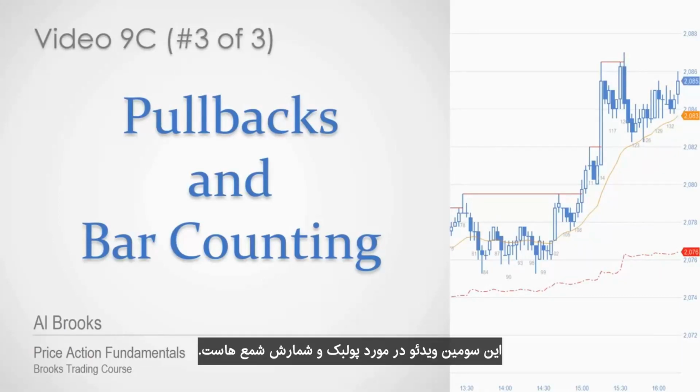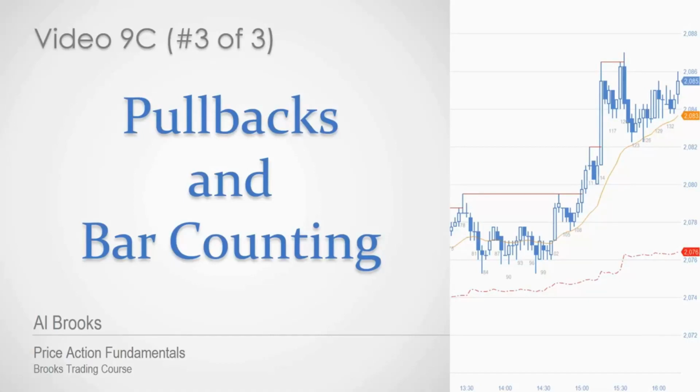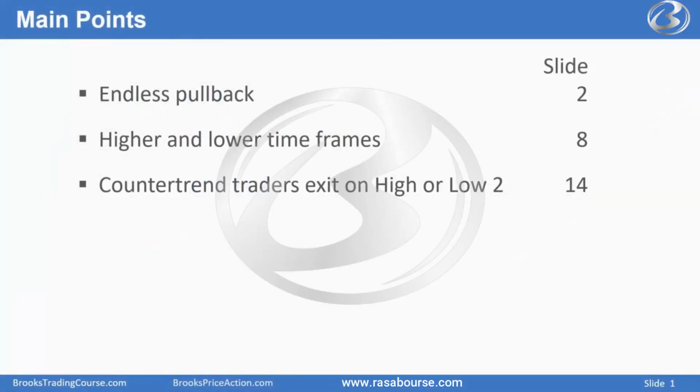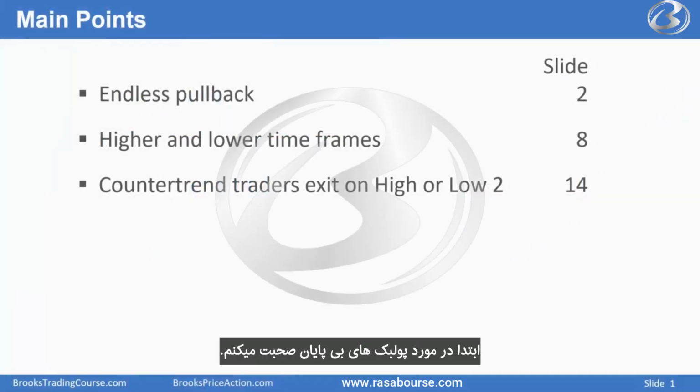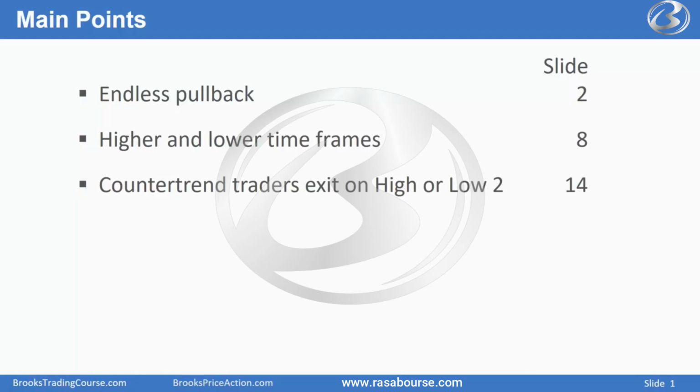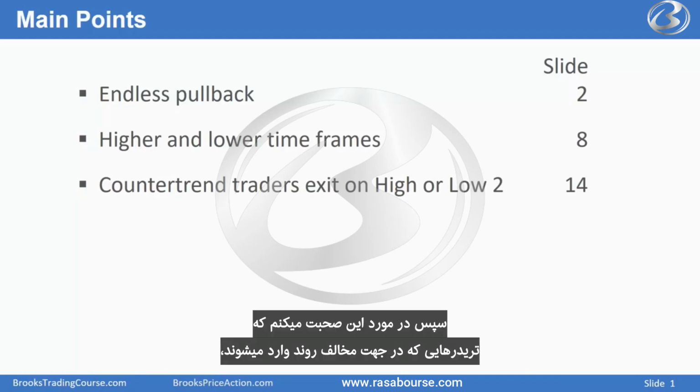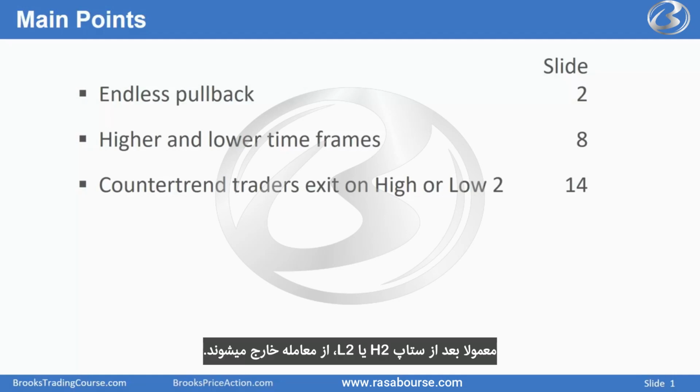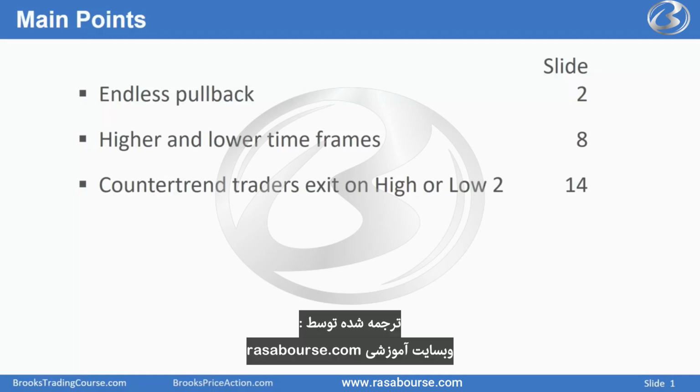This is the third of 3 videos on pullbacks and bar counting. I'm first going to be talking about endless pullbacks that just continue to grow until they become an opposite trend. I'm going to then move on and talk about pullbacks on higher and smaller time frames. And then I'll talk about the importance of counter trend traders exiting when there's a high 2 or a low 2.